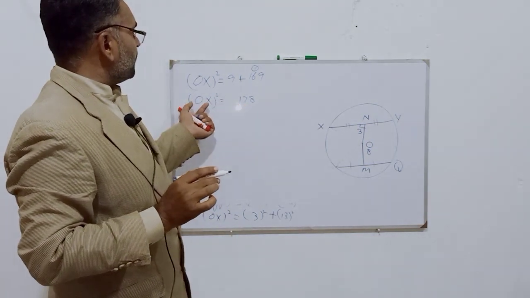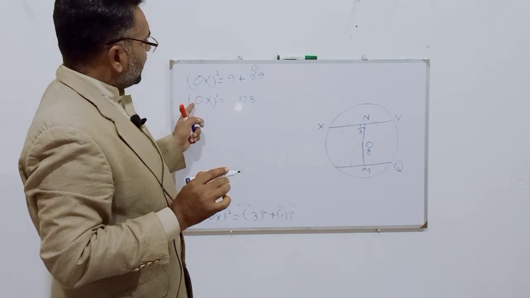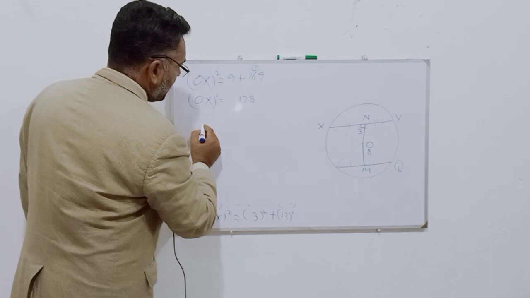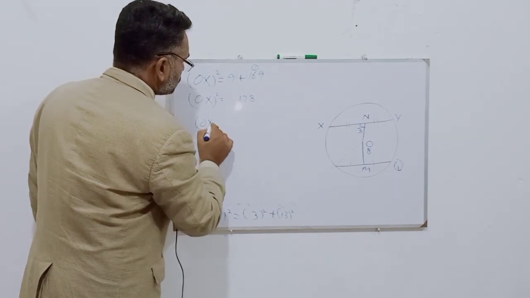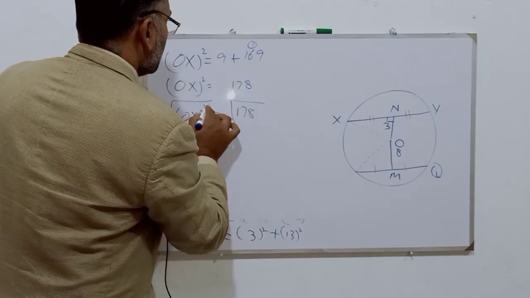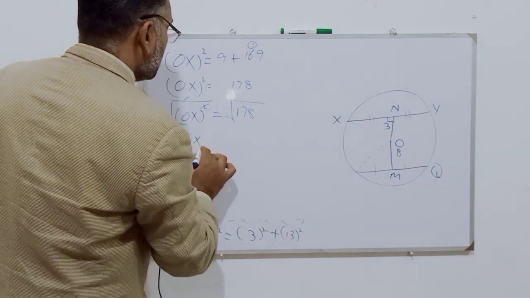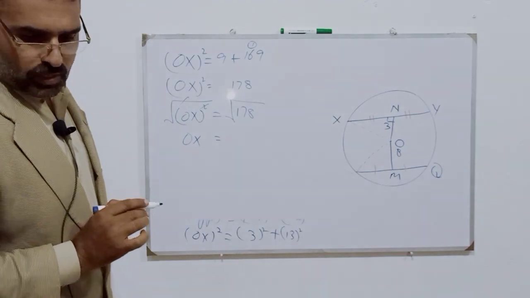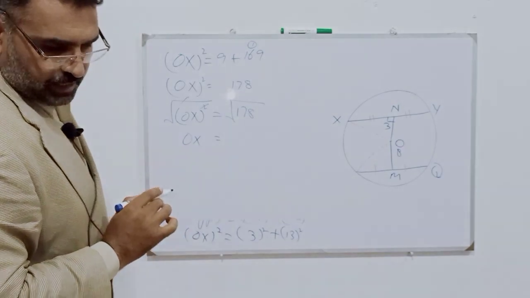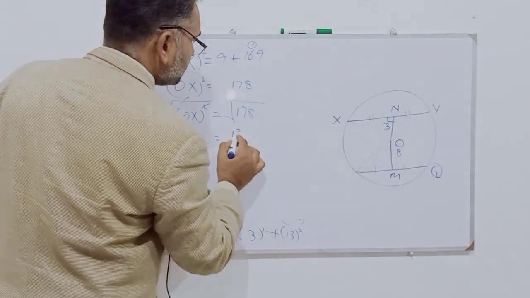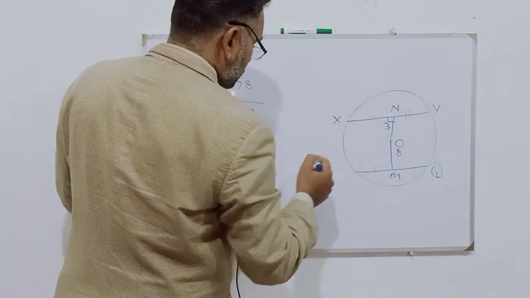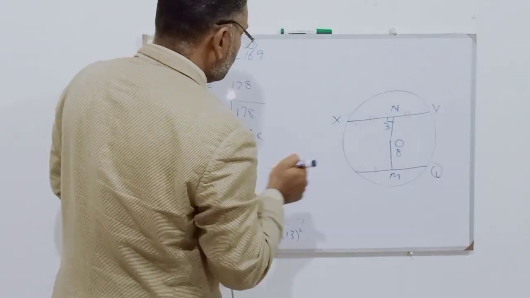Now we have to find the value of OX, and here is OX square, so we will take square root on both sides, and I will write square root of OX square is equal to square root of 178. Now use calculator to find the value of square root of 178, and its value will be 13.3 centimeter. So the radius of this circle is 13.3 centimeter.